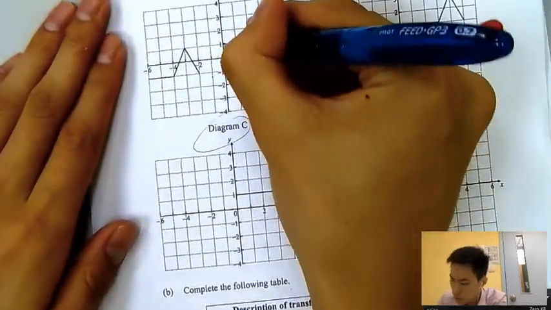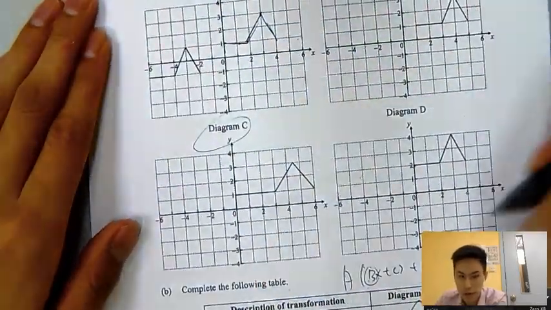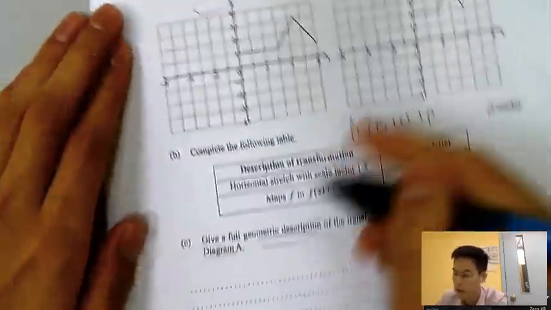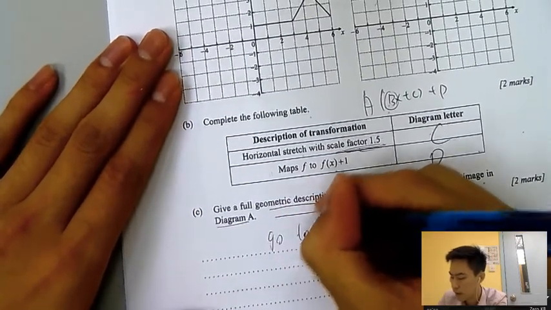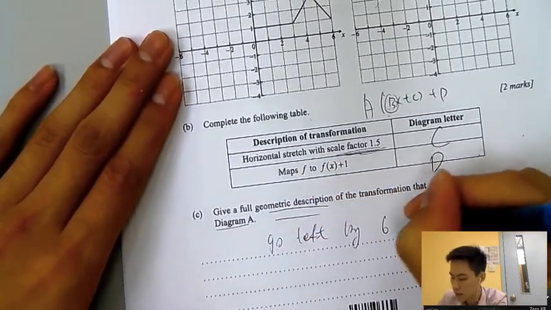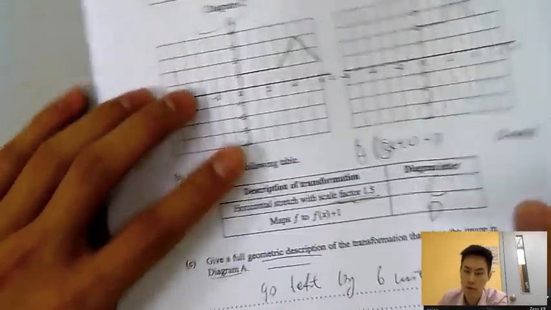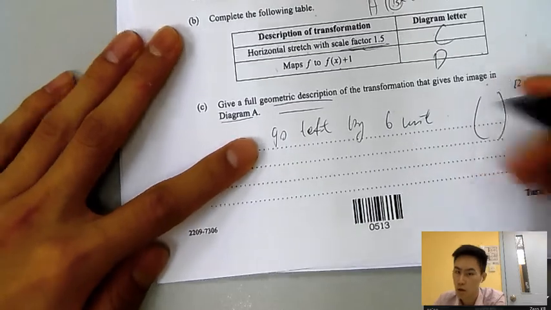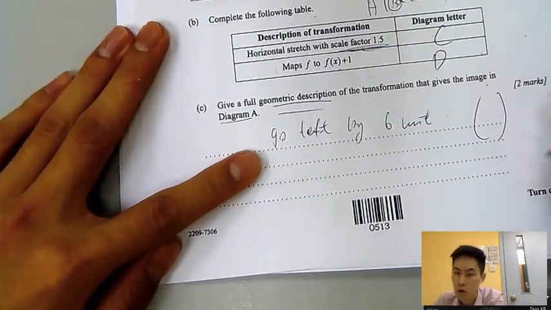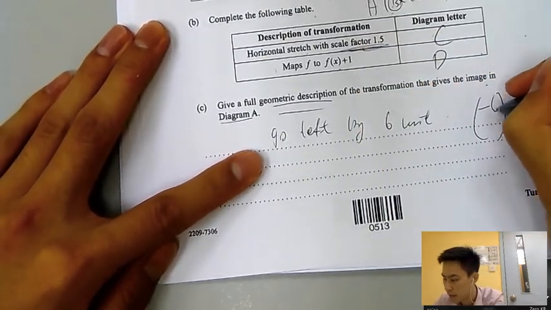Okay, so 0 to -6, right? So it goes left by 6 units. You can just write "goes left by 6 units", or if you don't want to write this, you can use the bracket form. That's called a translation. So goes left by 6 units, it will be -6.